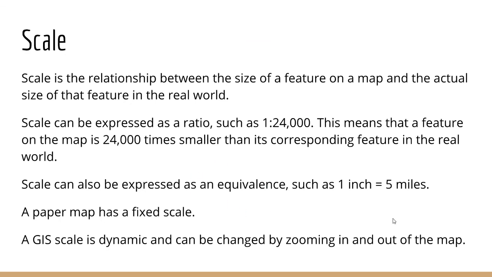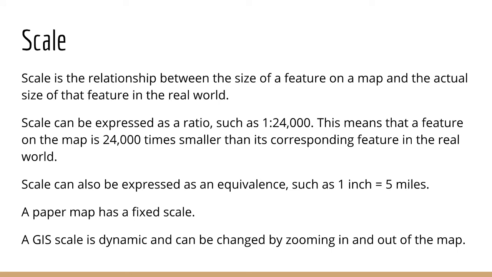Okay, so scale is important when you're making maps. Scale determines the level of detail that you can map. Scale is the relationship between the size of a feature on the map and the actual size of the feature in the real world. We can express scale in a lot of different ways. The most common worldwide way is as a ratio, also referred to as a representative fraction. 1 to 24,000 is a good example. When you see it expressed like that, this means that a feature on the map is 24,000 times smaller than its corresponding feature in the real world.